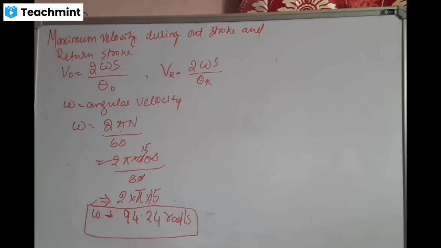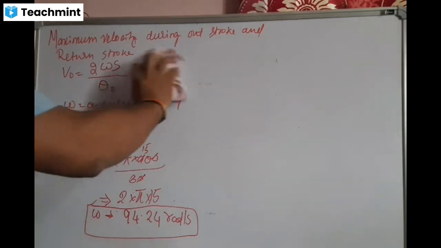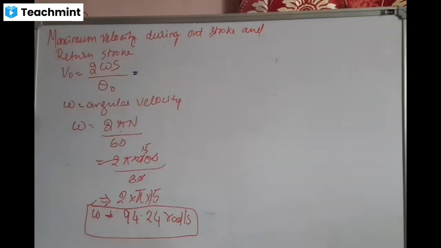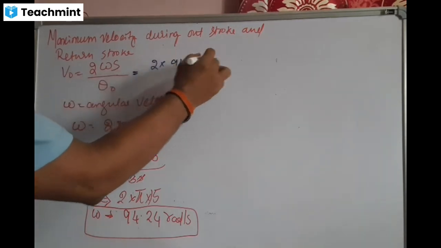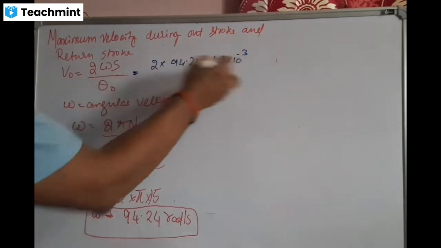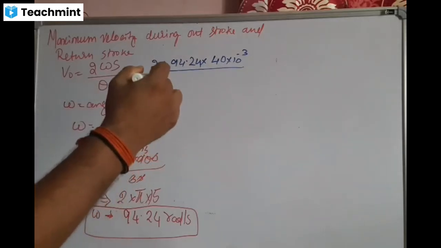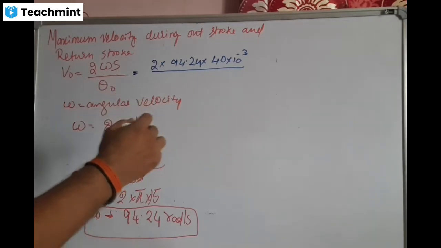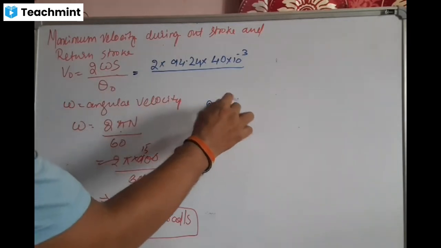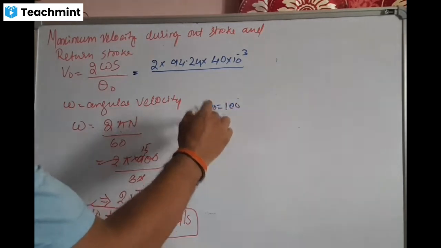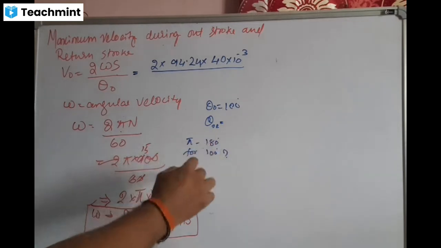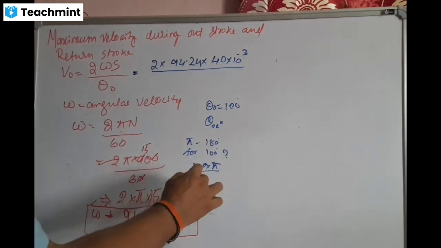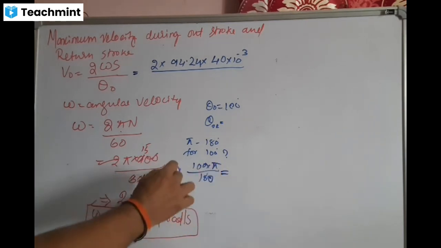Now calculate velocities. Two into 94.24. Now S is the stroke. This has to be converted in terms of meter. So theta naught is 100 degree. Convert this one in terms of radians. Pi radian equals 180 degree. So for 100 degree, how much? 100 into pi divided by 180. How much in terms of radians is theta naught?